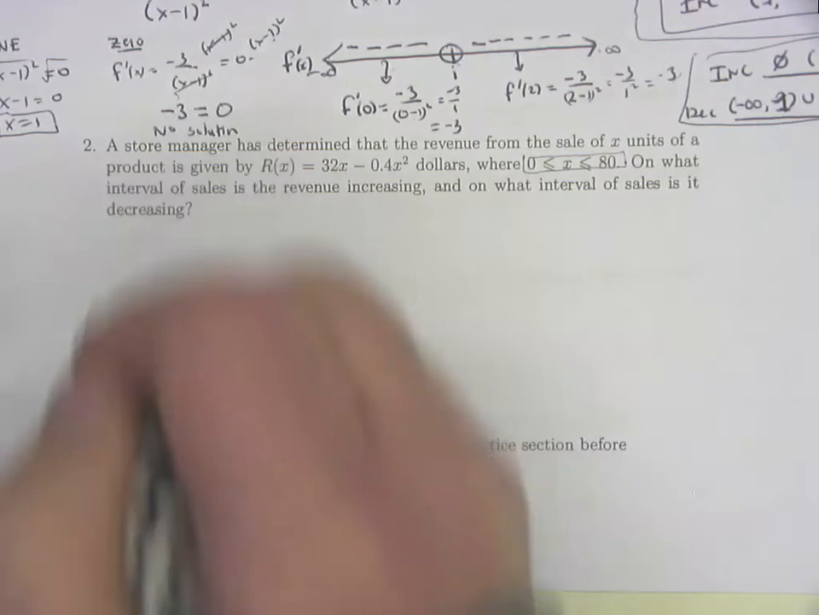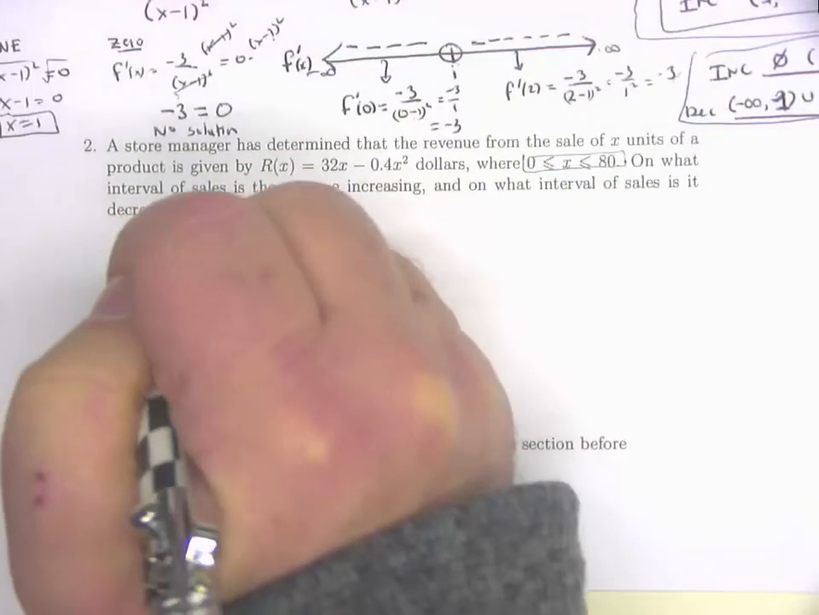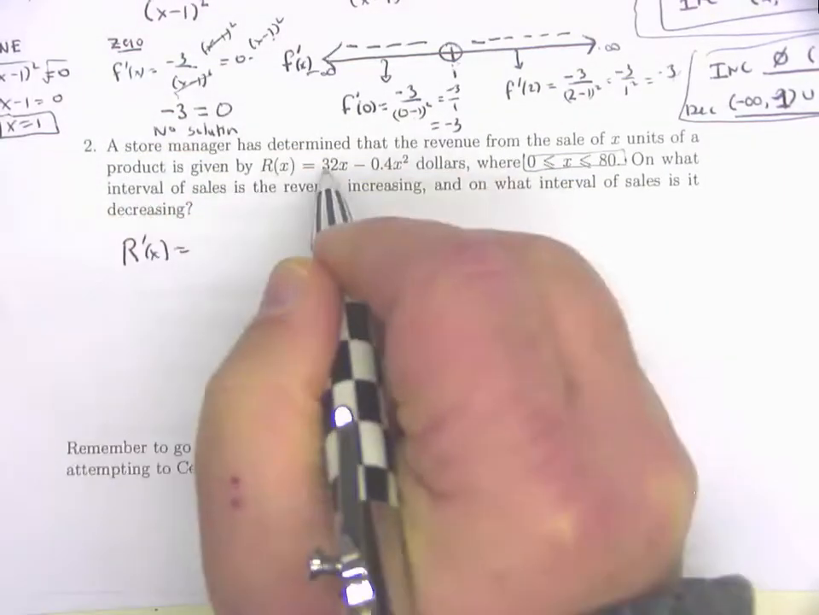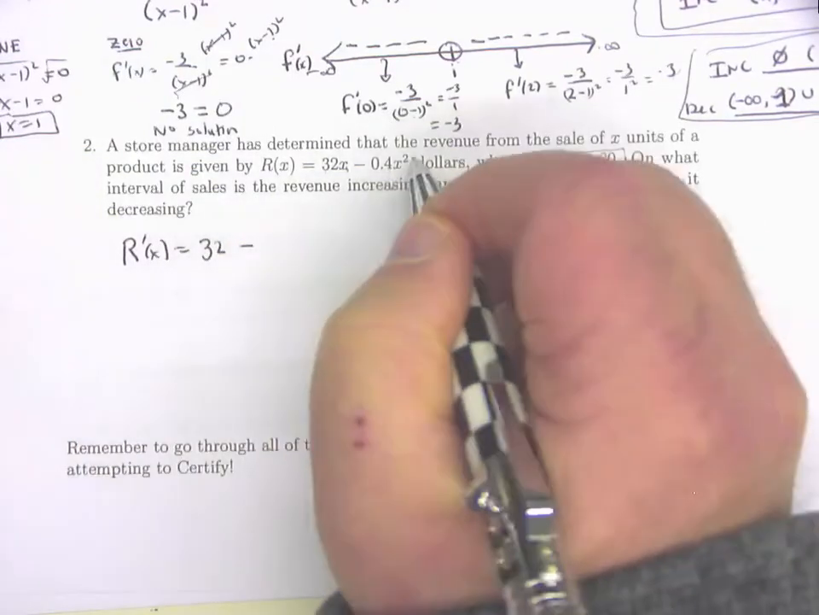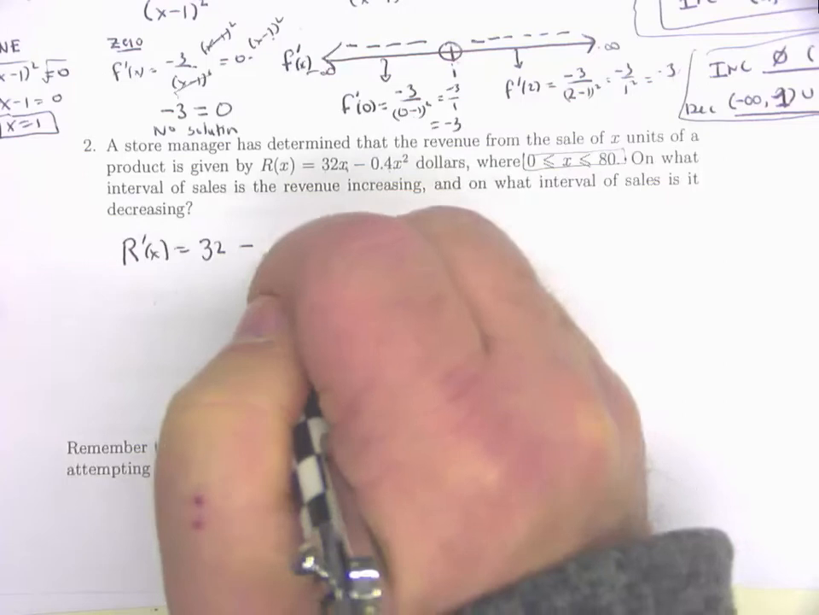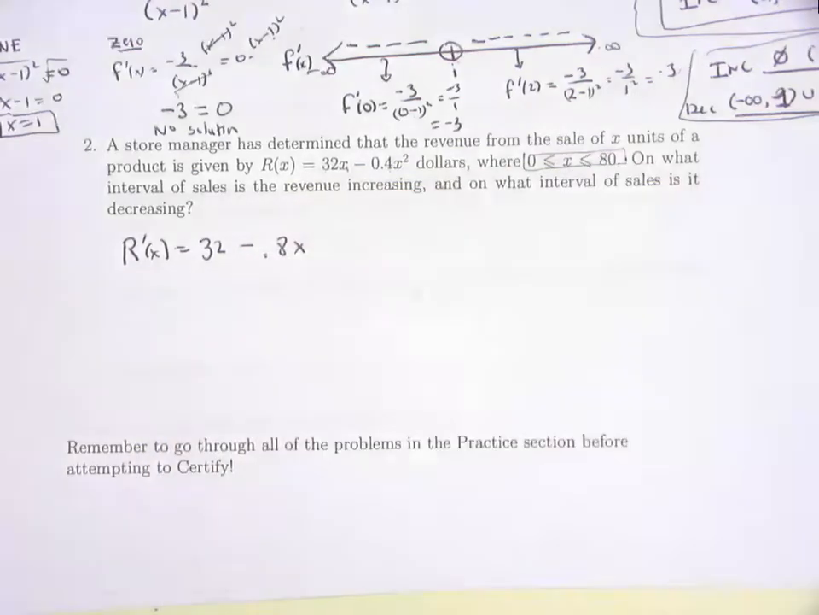First thing I'm going to do is get my marginal revenue equation. I'm going to take my derivative. What's the derivative of 32x? 32 minus, what's the derivative of 0.4x squared? Well, 2 times 0.4 is 0.8x. Does that make sense? There's my derivative, 32 minus 0.8x. I'm going to find where it's equal to 0.